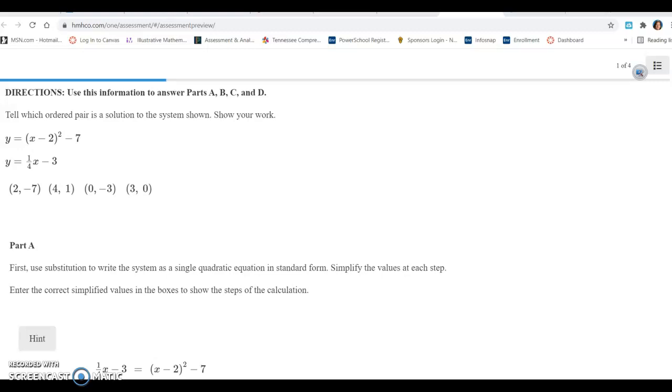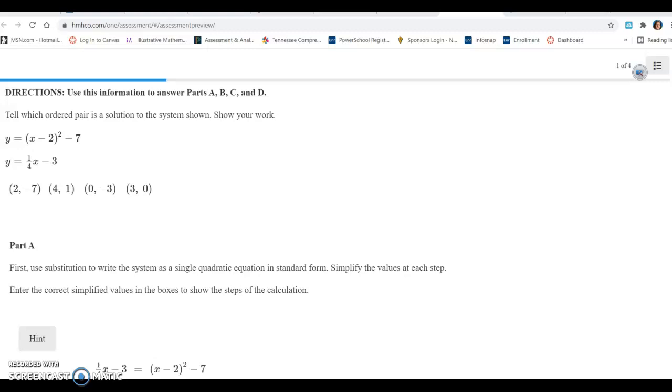Alright, so the first thing it says is tell which ordered pair is the solution to the system shown. Show your work. Yesterday we looked at how we could take the ordered pairs and substitute them into the equations to see if they are a solution. We're going to do that quickly, and it wants us to do another method, but we're going to look at this very quickly and see if we can determine which ordered pair is a solution.